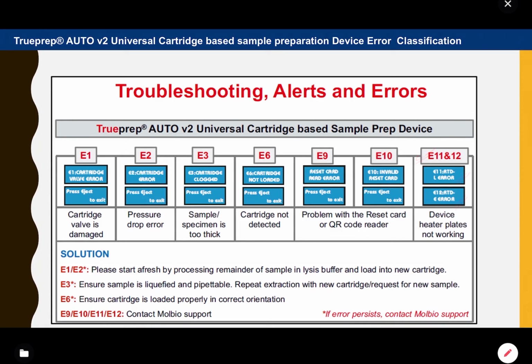So during these particular errors, that is E9, 10, 11, 12, you have to contact MolBio support for any further action. And if any of these errors occurs repeatedly, kindly contact your supervisors, lab supervisors, or your IRL microbiologist who will assist you in further troubleshooting.